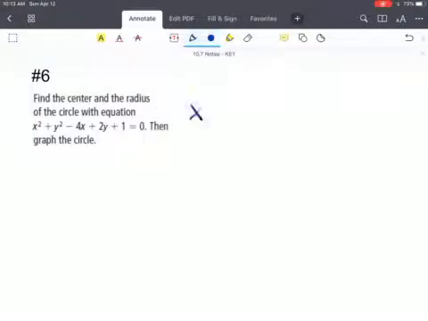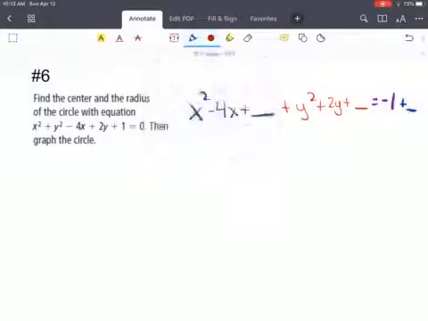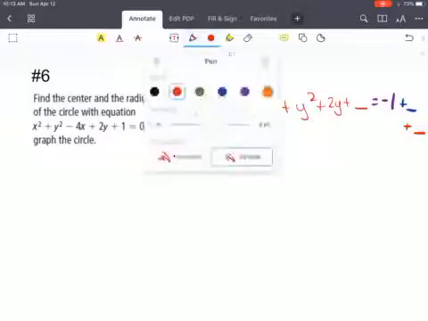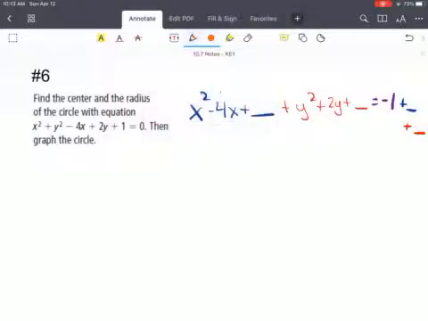We have to group our x's together, leave a spot, group our y's together, leave a spot, move our plus 1 to the other side, which makes it a negative 1. And then add our spots over there. So in order to complete this square, half of negative 4 is going to be negative 2. So this is going to be x minus 2 squared.